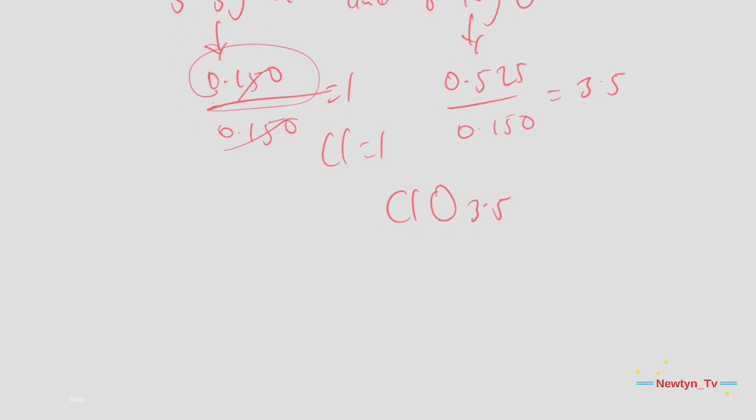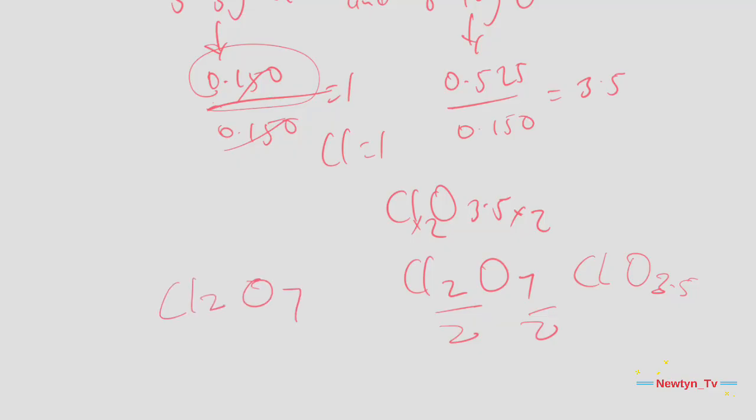Now in this case, dividing by the smaller subscript still leaves us with a decimal subscript, which is 3.5. We want a whole number, so how do we get one? We just multiply each side by 2. So we get Cl2O7. Very simple, because if we stopped at Cl3.5, we couldn't name our compound, so we want whole numbers. We get Cl2O7.